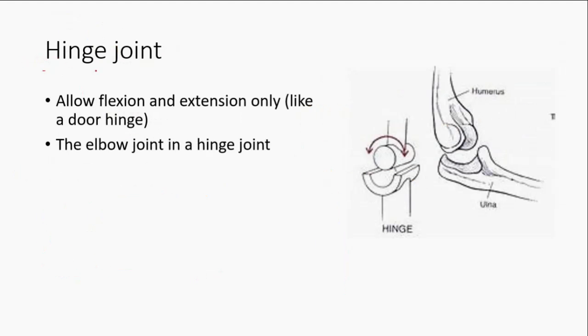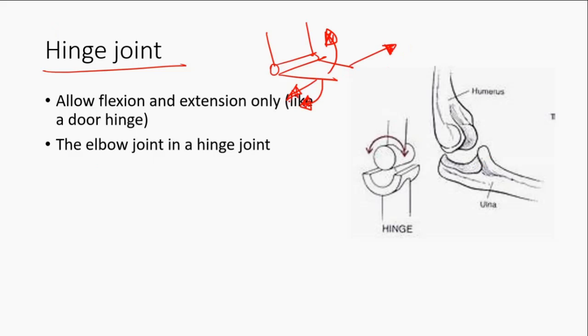Okay, the second example is your hinge joint. So this is also a synovial joint, and it's the elbow joint that we were talking about. A hinge joint is just like a door hinge. If you have a door hinge, it allows for flexion only. You can't move the ulna or the radius horizontally at all. It's only flexion or extension in one axis. So the elbow joint is an example of that.